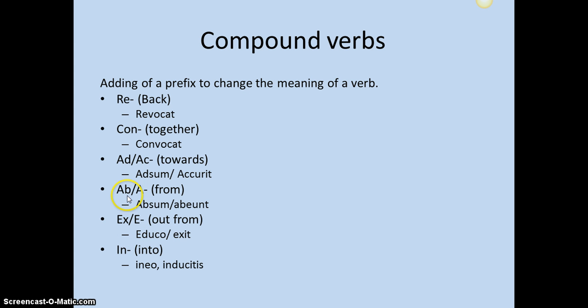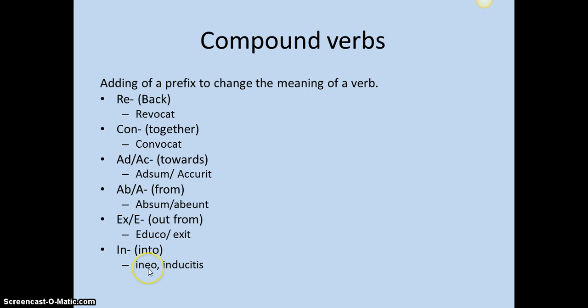Now, the difference between the ab, a, ex, e is similar to what we do in English with the article a or an. A car, but an apple. So if the next word starts with a vowel, we use ab or ex. If the next word starts with a consonant, we use the a or the e. And simply by adding them to a verb, we just imply that we're coming from or out of that place. And then in also implies into. So ineo, I go into. Inducis, you lead into, you induct.